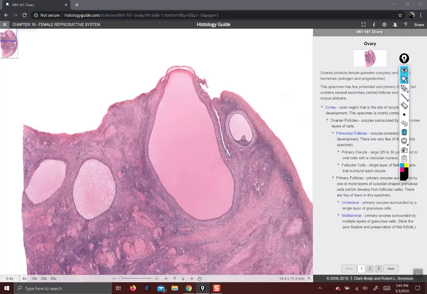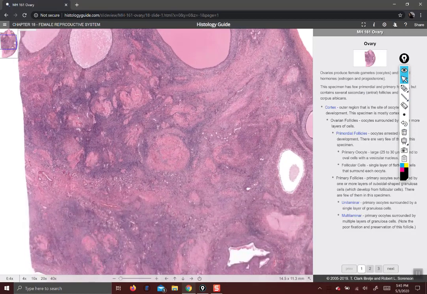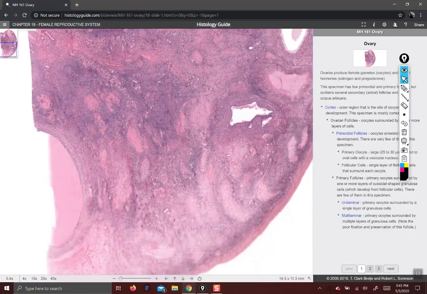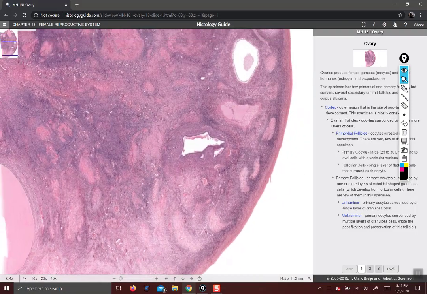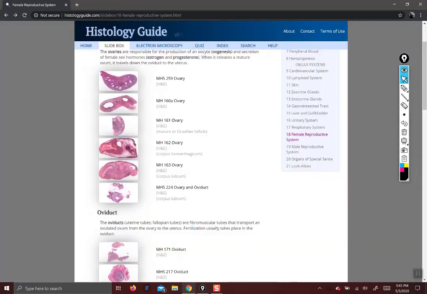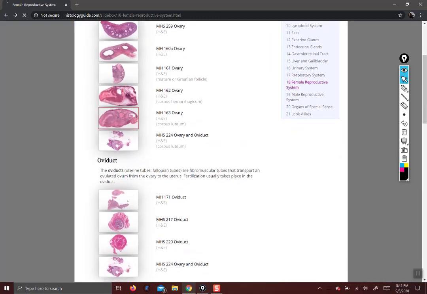So let's go elsewhere in this slide. Do I see any corpora lutea that I really like? Not so much. So I'm going to go to another slide for those. Ah, okay. Corpus luteum. Perfect.